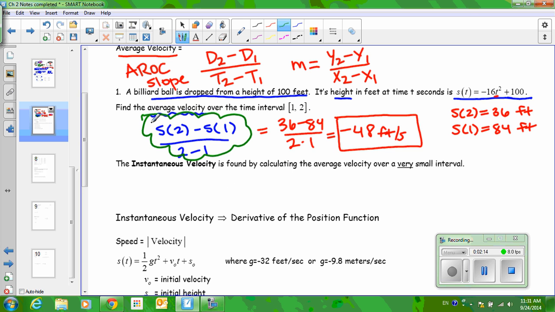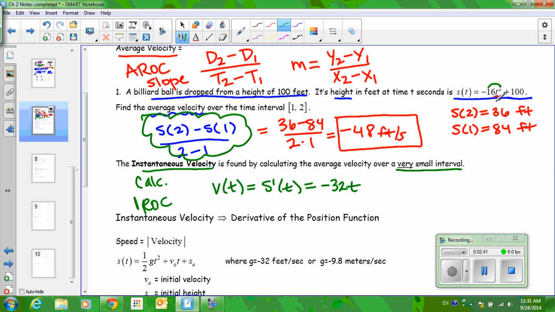Now, as opposed to average velocity, for instantaneous velocity we are going to need to do calculus. This is IROC, instantaneous rate of change, which means we need to do a derivative. This is a very small interval. We could use the limit definition, but we are just going to use the derivative instead because we've practiced that. So it's the derivative of the position. Use the power rule: 2 times negative 16 is negative 32t to the power of 1, and the derivative of 100 is 0. This is our instantaneous velocity. It depends on time and it's going to change with time, so that's why we have an expression.